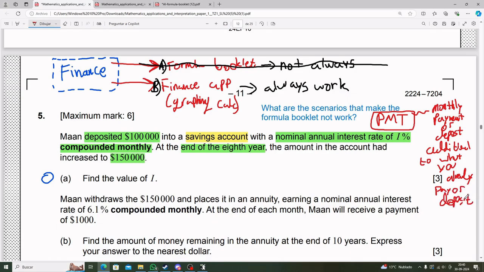And notice, I haven't even entered the exercise yet, but I am giving you a lot of context of how the finance problems look in these papers, what you're going to come across, what you can expect. So, the reason the finance app is something that you should prioritize over the formula booklet is because the finance app always works, while the formula booklet not always. It doesn't work whenever you have to apply PMT. The only way in which you can apply PMT is using the graphing calculator with the finance app. Okay, what the heck is PMT?